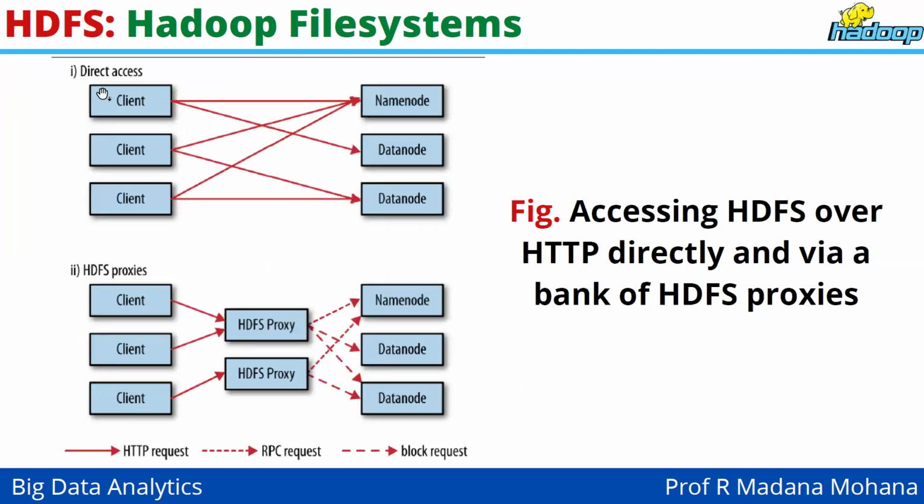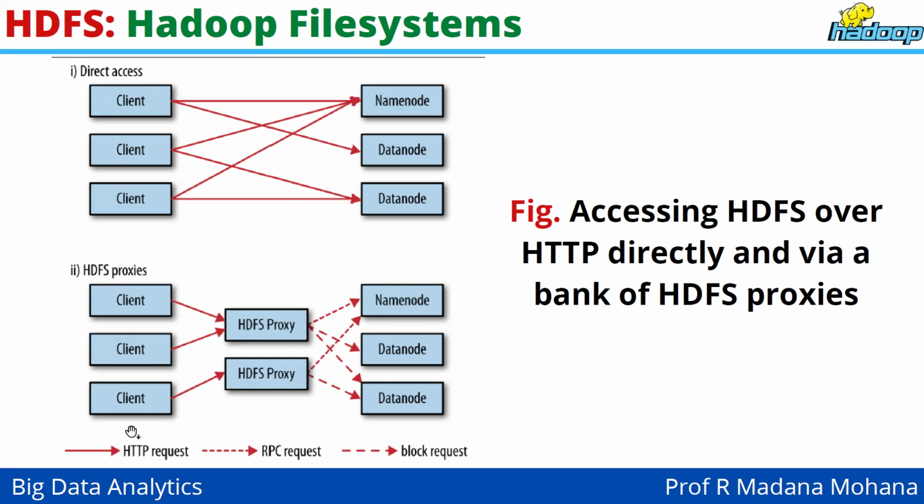Here you can see the first one is direct access, the second one is HDFS proxies. In direct access, we have clients, name node and data nodes, with communication from clients to the name node and clients to data nodes directly. Whereas with HDFS proxies, we have the HDFS proxies between the client and the name node and data nodes. We can't access directly; we have to access through proxies only. Here you can see client to HDFS proxy, then HDFS proxy to either name node or data node, like that communication.